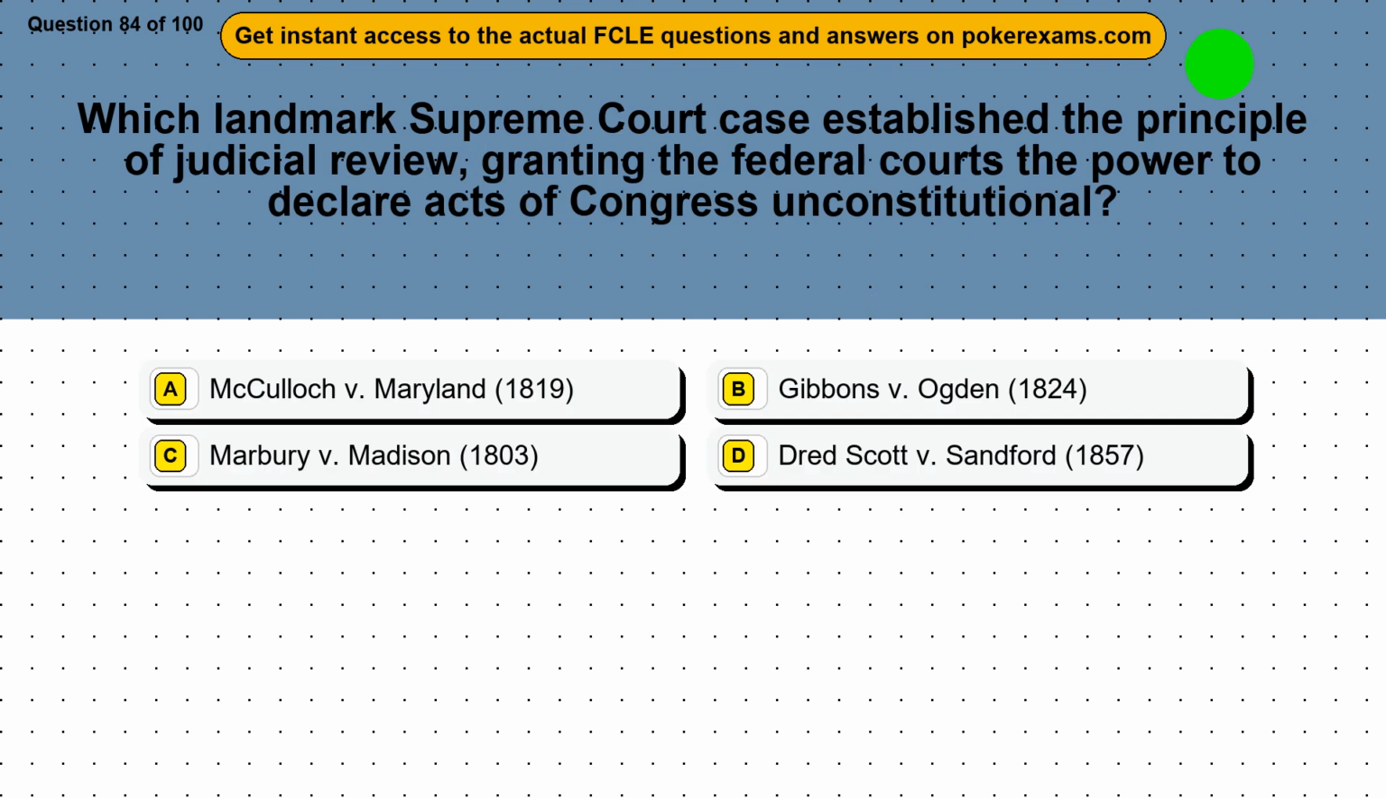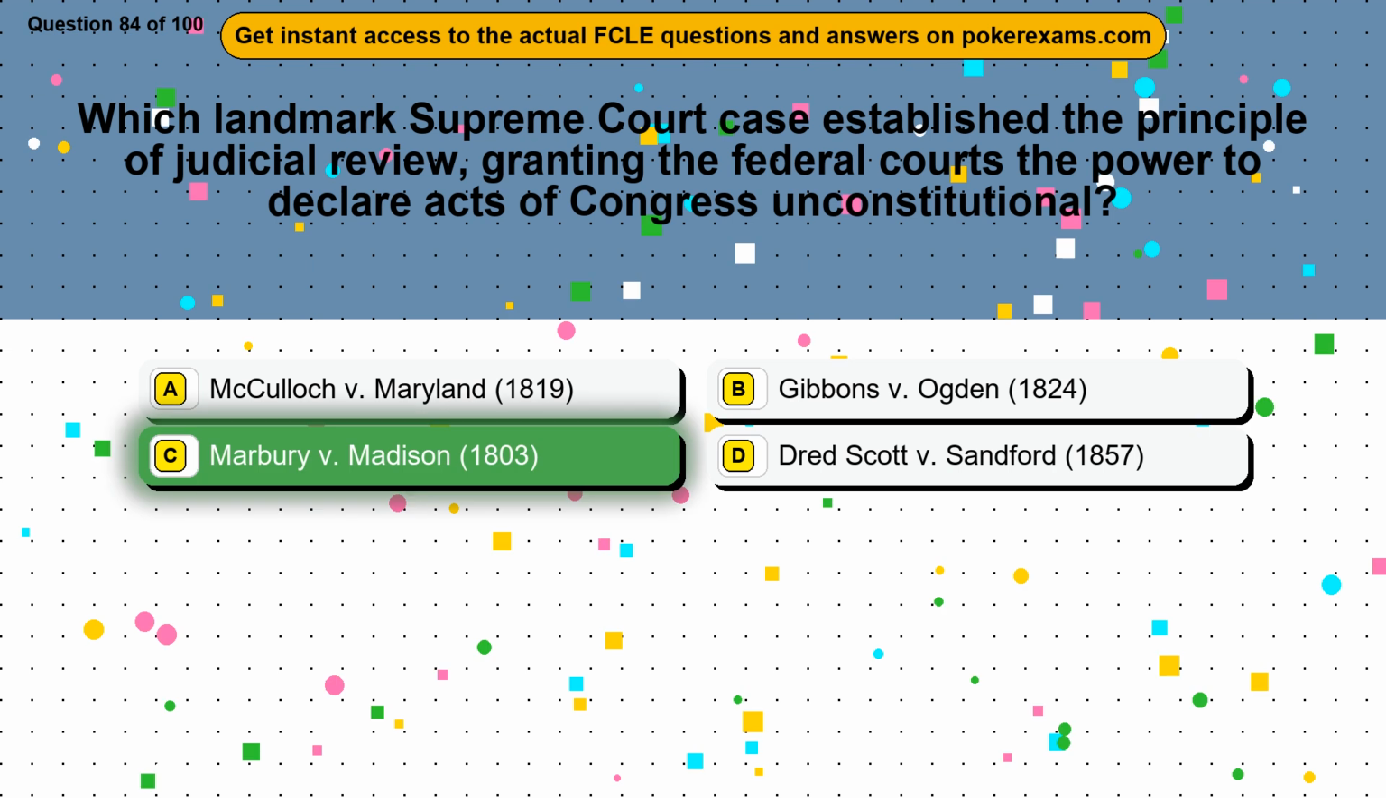Question 84. Which landmark Supreme Court case established the principle of judicial review, granting the federal courts the power to declare acts of Congress unconstitutional? Option A, McCulloch v. Maryland, 1819. Option B, Gibbons v. Ogden, 1824. Option C, Marbury v. Madison, 1803. Option D, Dred Scott v. Sandford, 1857. The correct answer is option C, Marbury v.